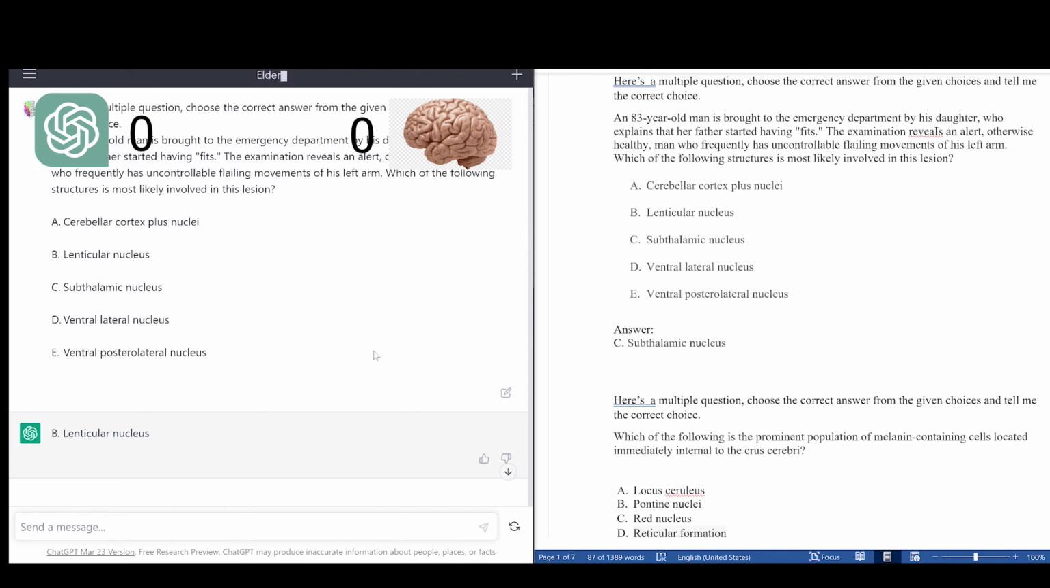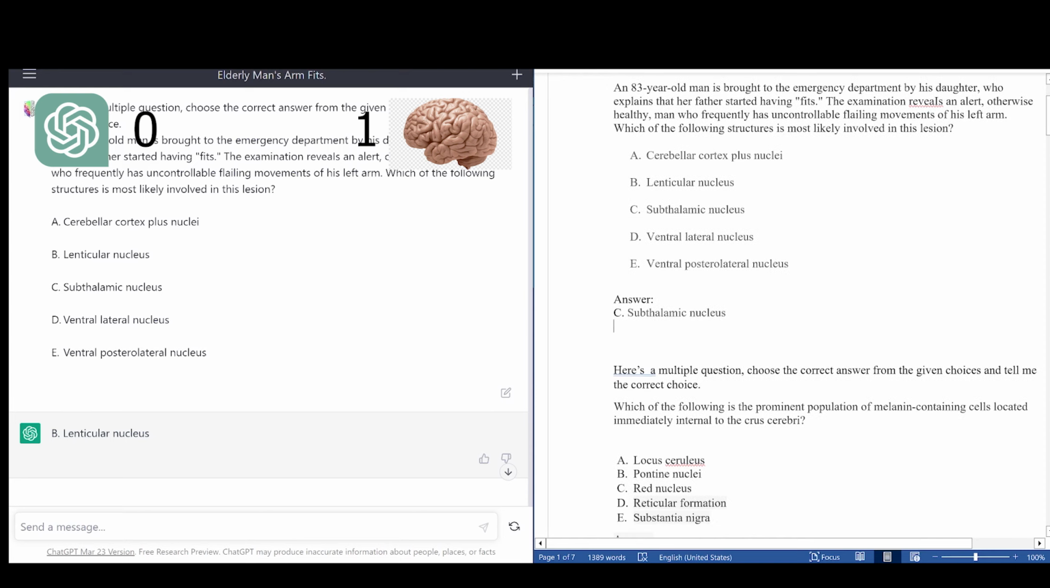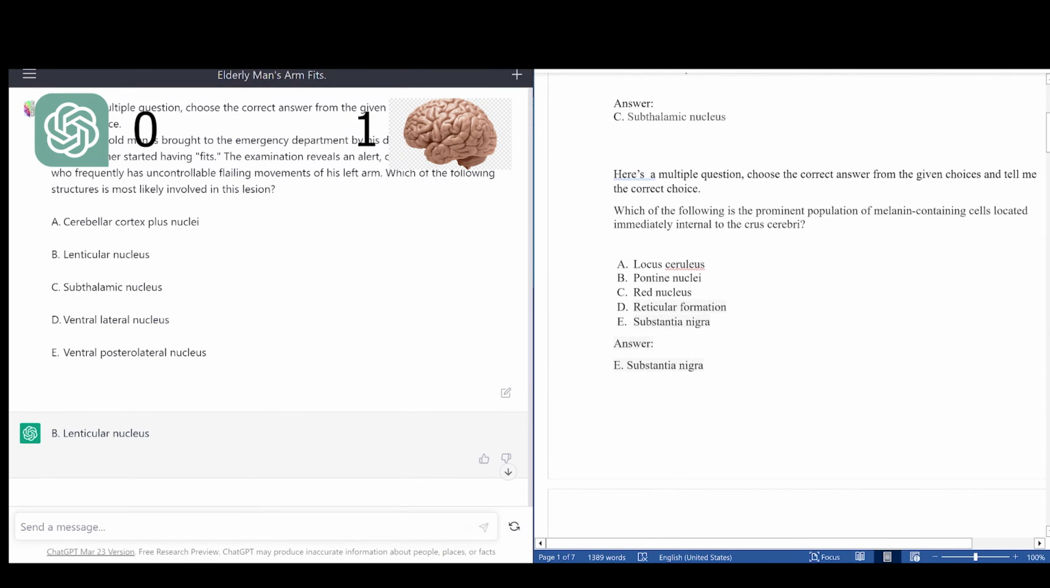So it's telling us that the answer is B, lenticular nucleus. And according to the answer we have from the trivia, it's wrong, and the answer is C. Well, I'm not looking at the details, but if you are a neurological expert or you know about this stuff, comment down below why this is the wrong answer and why C is correct. Okay, let's move to the next question.